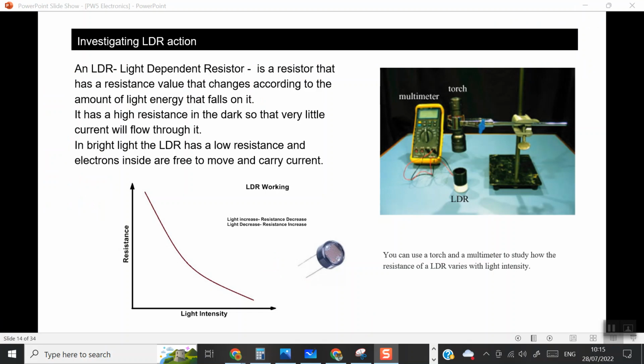So that is a light dependent resistor, and that is how a light dependent resistor works.